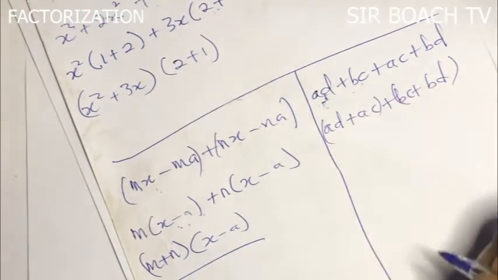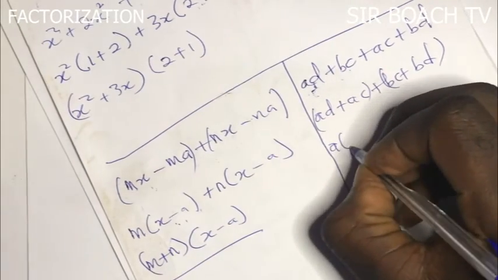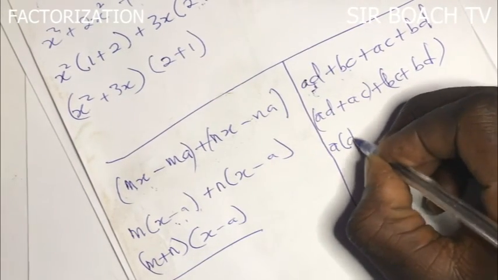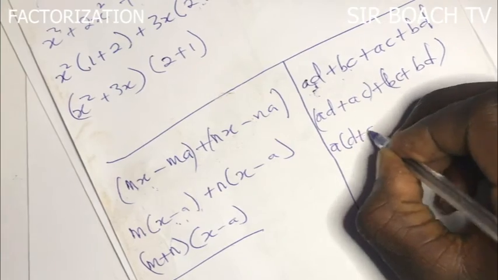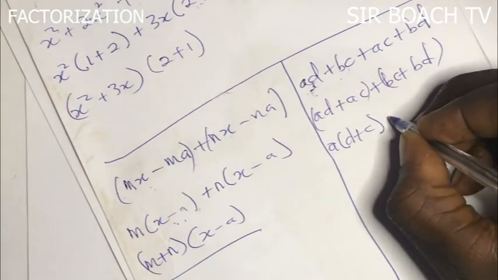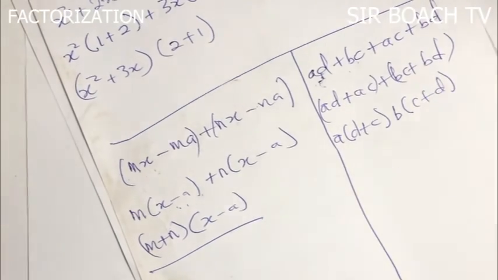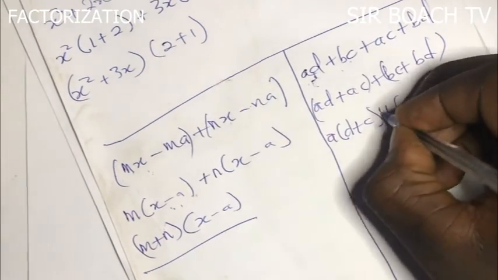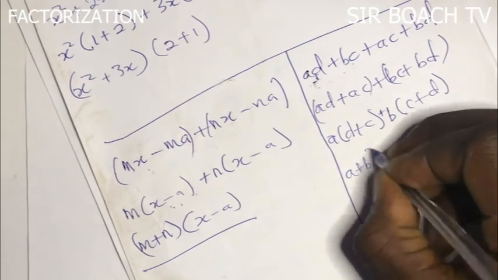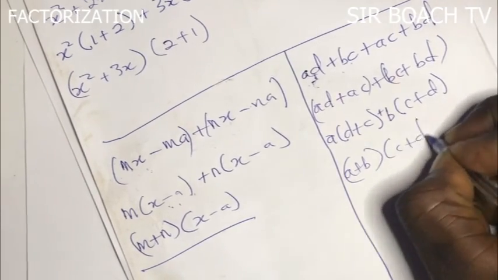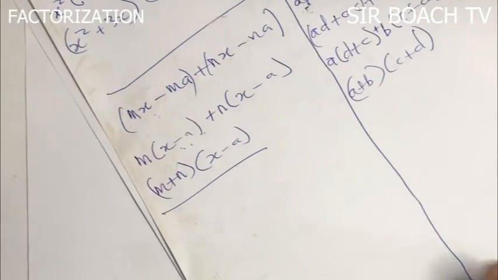Sorry, this is plus. So I have A bracket D plus C in one bracket. Then also I'll bring B out, then C plus D in another bracket. So our final answer is going to be A plus B and also C plus D, also in brackets. So that is it. And this is the last one.